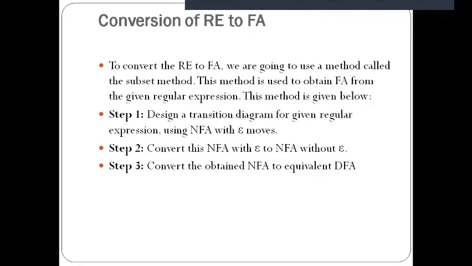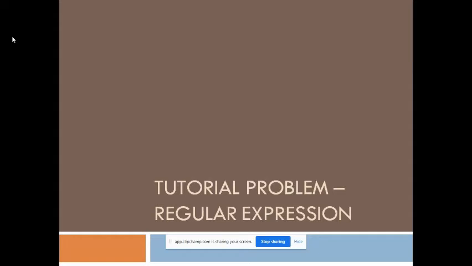Then after that, the second step, you have to convert the NFA with epsilon to NFA without epsilon. This problem we already discussed in another video. You can refer to that, how we can convert an NFA with epsilon to one without epsilon. And the final step is, after we get an NFA without epsilon, that is converted into an equivalent DFA. So this is how we can convert regular expressions to finite automata. We are going to discuss the tutorial problems in regular expressions.